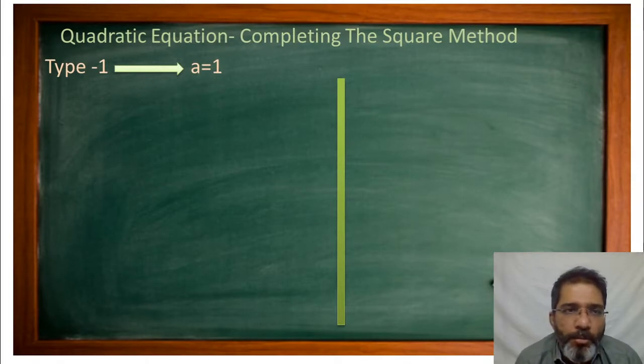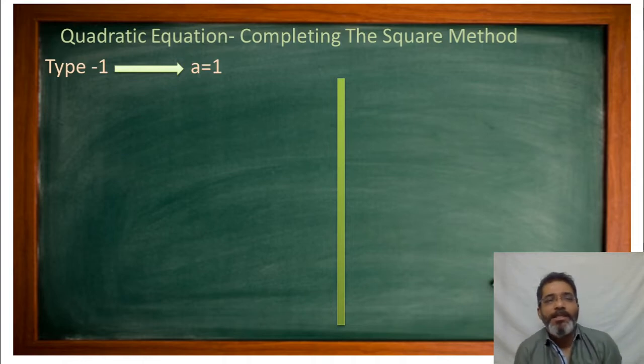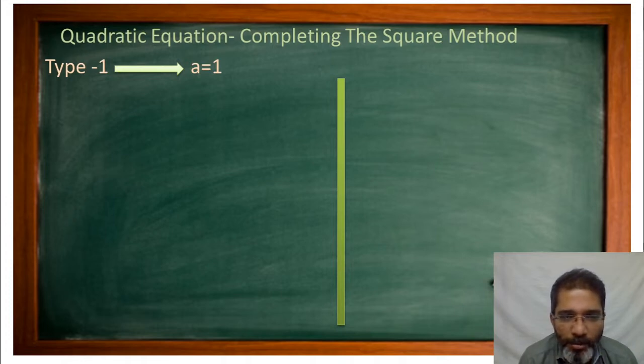Okay, so our today's topic is solving a quadratic equation by completing the square method. Now, what I've done is I've divided the sums into two particular categories, that is type 1 and type 2. So type 1 is where the value of a is 1. Okay, now let's take an example.